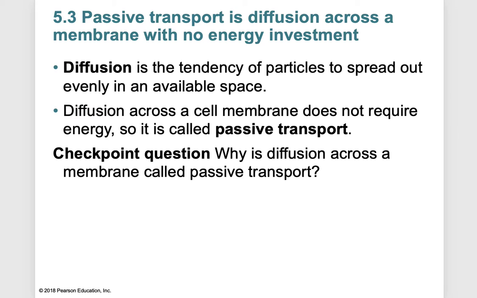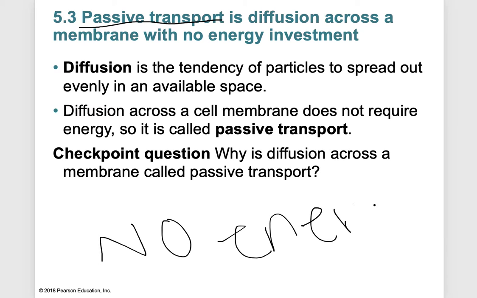Okay, so let's talk about some of the different ways that molecules are moved into and out of the cell. First off, we'll talk about passive transport. With passive transport, no energy is required. The main way that these molecules move is by a concentration gradient, where molecules travel from an area of higher concentration to an area of lower concentration.